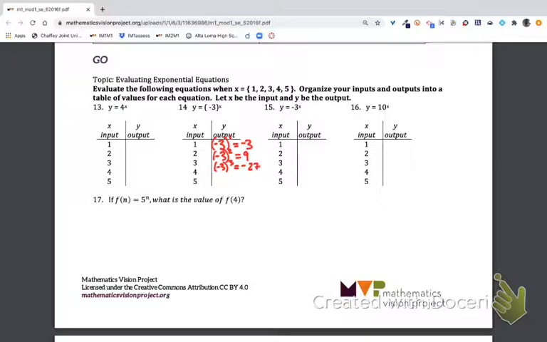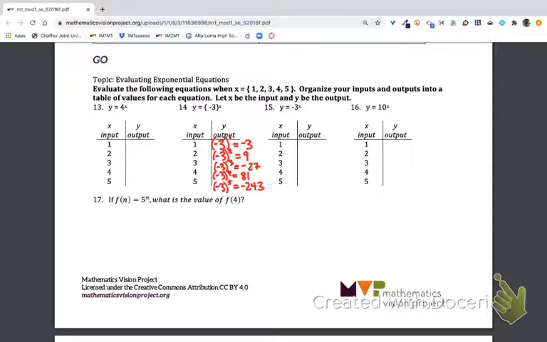And if you notice here on the side, we can just start looking at it and multiplying the previous term times -3. So (-3) to the fourth equals 81, and (-3) to the fifth equals -243.